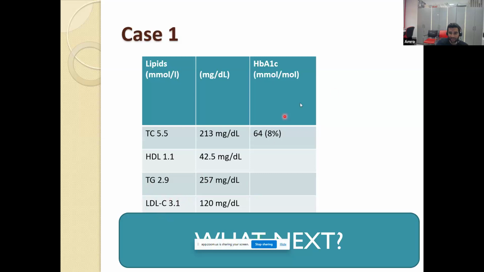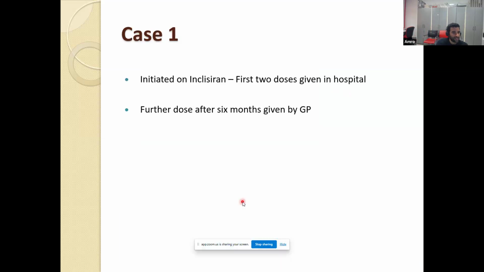So he's on a maximum tolerated statin, and I count atorva 40 as maximum tolerated statin. So I count 40 milligrams as maximum tolerated. I'm not going to push up to 80, and he was already on ezetimibe. So his LDL cholesterol is 3.1. I would give this gentleman inclisiran. And that's what we did.